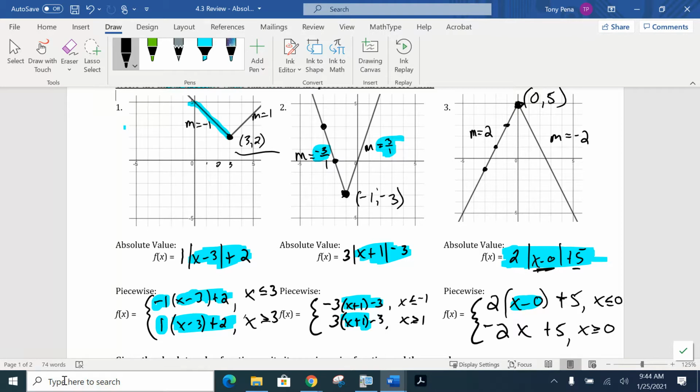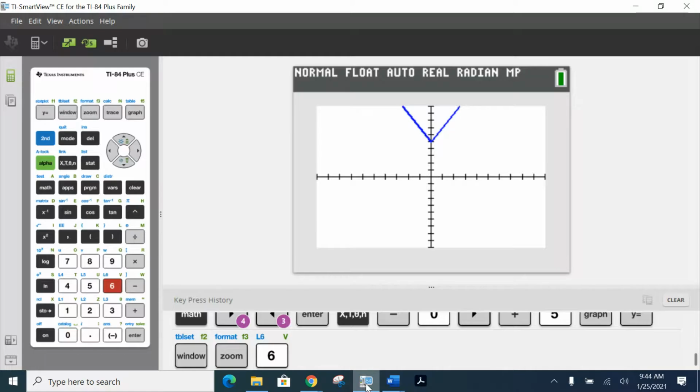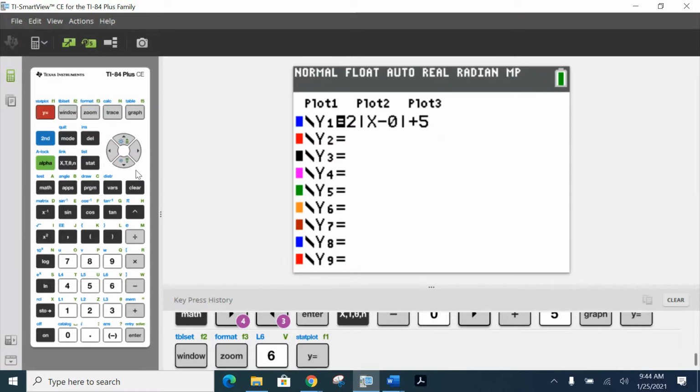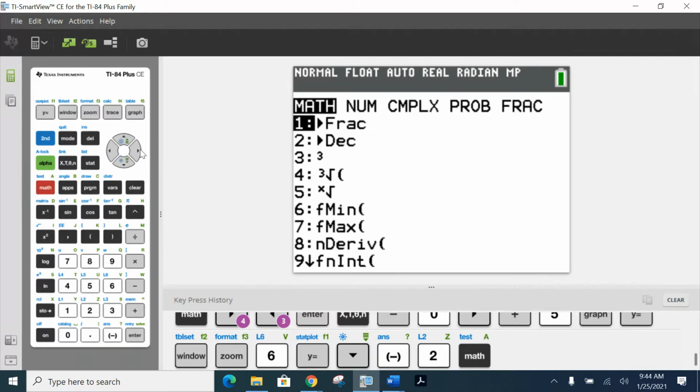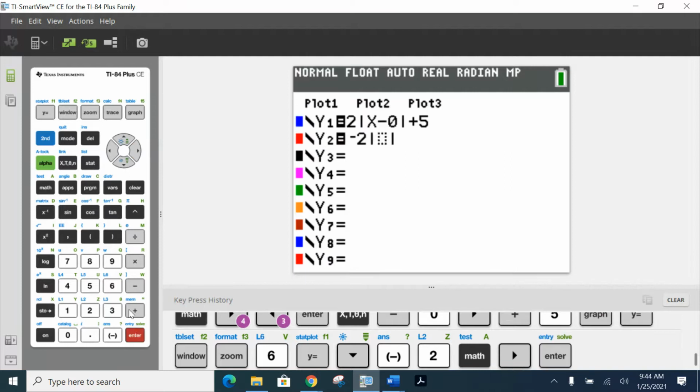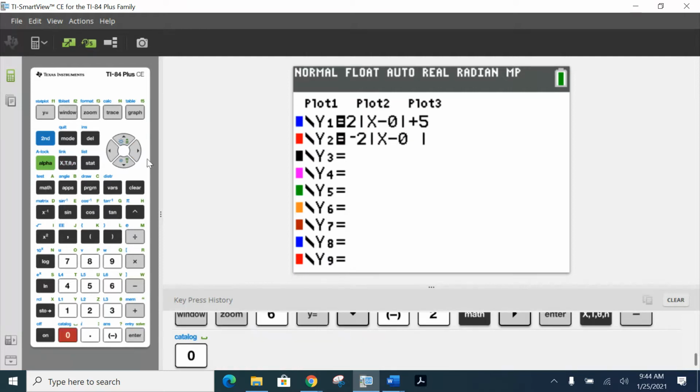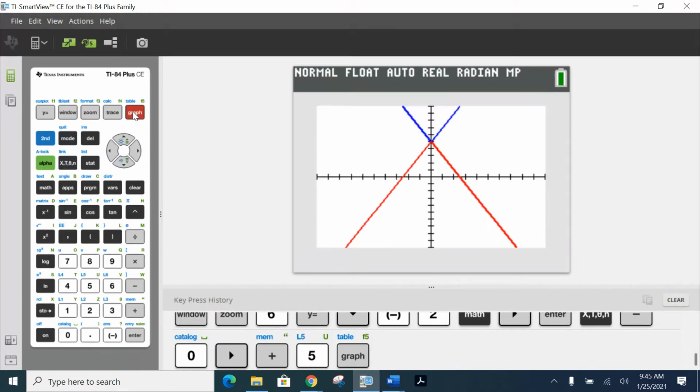So do you remember when we did parabolas back in the day, how we got a parabola to open downwards? The way we got a parabola to open downwards, so now let me do this as a negative 2 and then absolute value of x minus a 0 and then plus 5. When I now graph that one, that's in red. Notice how that's the one that now opens downwards.